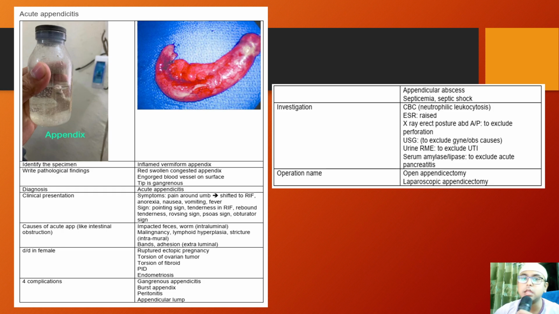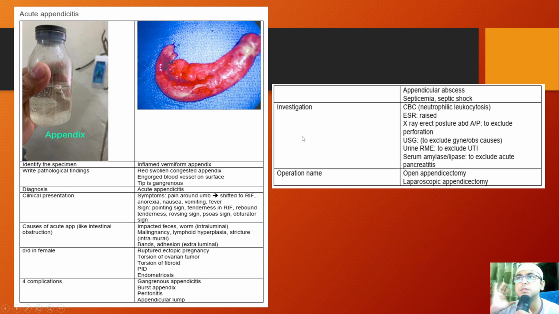Other complications are gangrenous appendicitis, burst appendix, peritonitis, and appendicular lump. So these are the complications. If you do not detect it in the appropriate time period, then it becomes gangrenous appendicitis and burst appendix, peritonitis, and appendicular lump. And appendicular abscess also, septicemia, septic shock. So what are the investigations?